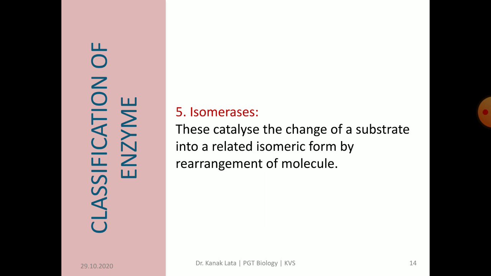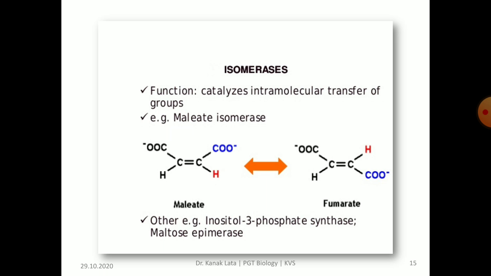Now it is about isomerases. This enzyme helps in rearrangement of molecules in the substrate into a related isomeric form. So there is a change in the structural formula, but the molecular formula remains the same. In the given reaction, you may observe that malate isomerase catalyzes intramolecular transfer of groups, and malate is changed into fumarate. You can see here that there is only rearrangement of molecules. Other examples of isomerases are inositol 3-phosphate synthetase and maltose epimerase.